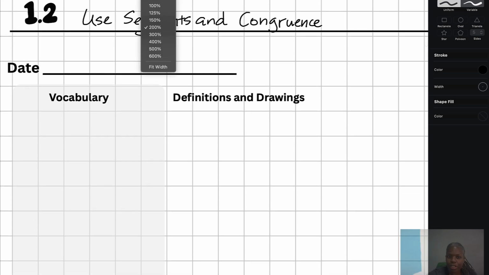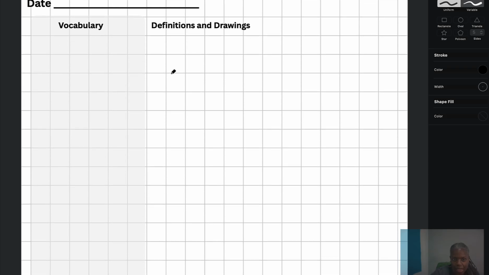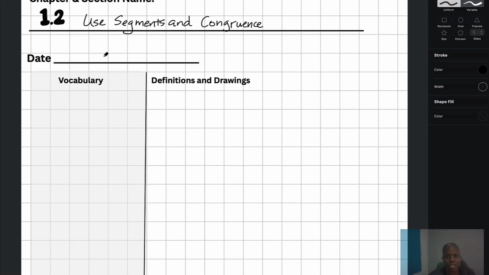I probably should have suggested this before because after looking at your notes, I feel like you guys might need a little bit more help. You can draw a line straight down. Use a ruler, please. Draw a line straight down so you are separating the vocab from the definitions in the drawings, and that's going to be helpful for you, okay? So let's go ahead and get started with that.